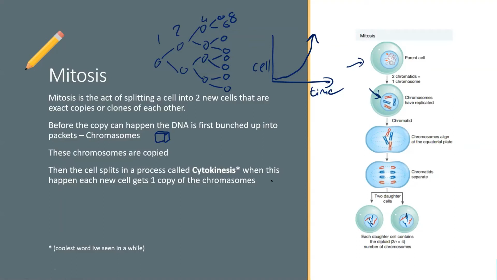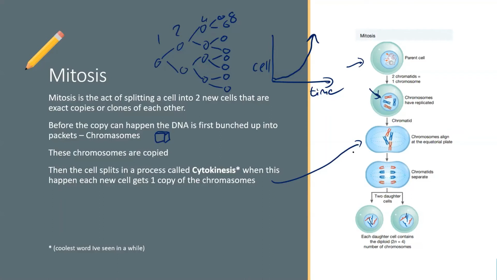Now, this process of splitting is called cytokinesis. And this happens when each new cell gets one copy of the chromosomes. Essentially, it's when the cell splits. Now, that is the coolest word I have heard in a long time. I love hearing new words. Cytokinesis sounds really cool. And the fact that my body is doing cytokinesis right now makes me sound like some kind of badass, even though it's not really that. It's pretty nerdy that I know that fact. I'm going off on a tangent, sorry. But yeah, this is the process of mitosis.